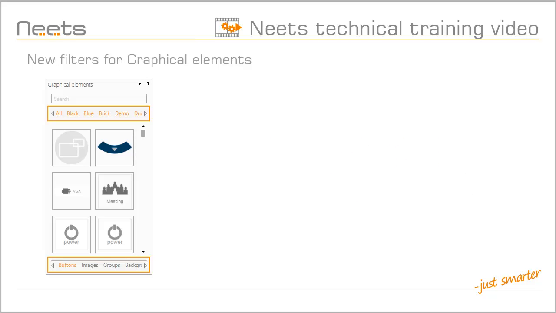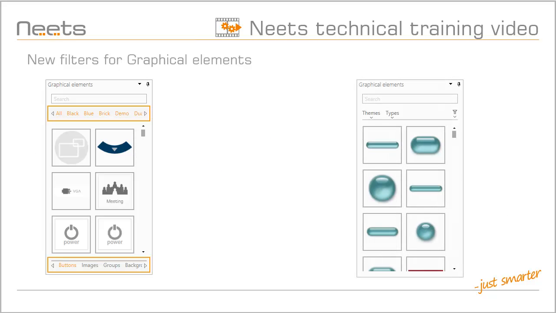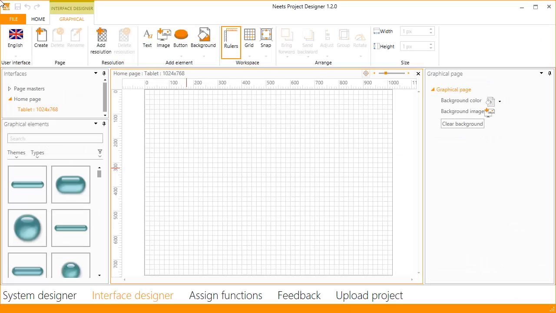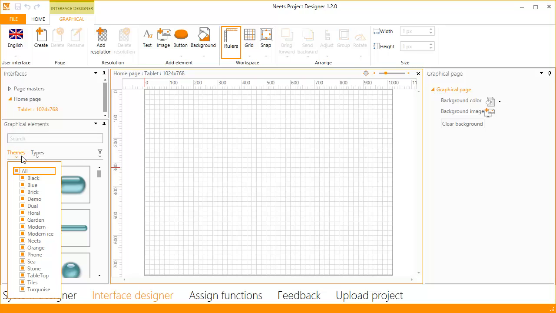The current filters have been redesigned, putting them into simple drop-down menus, and giving you the possibility to save and restore your default filter. Let me show you how it works. In Interface Designer you have your graphical elements to your left. You can find the filters here. First I will switch off all the themes, and then select the themes I use the most.